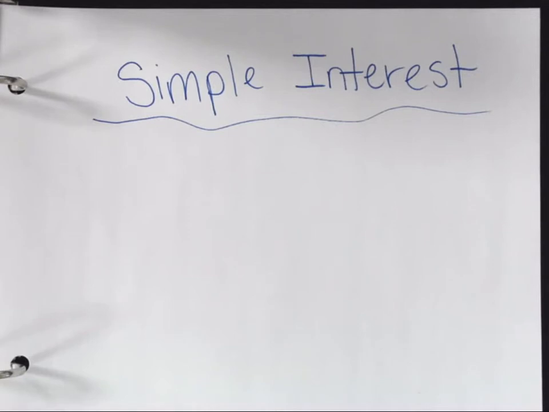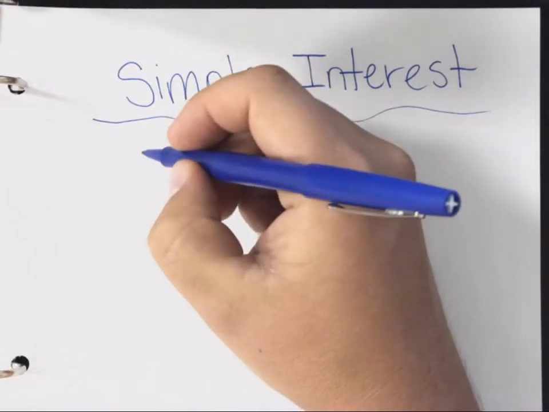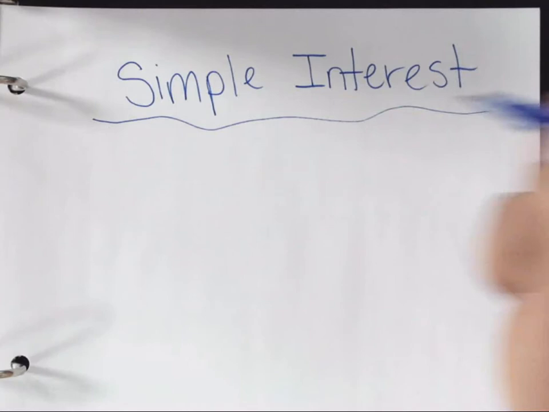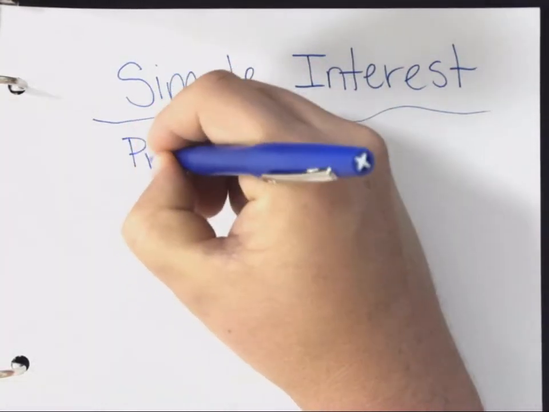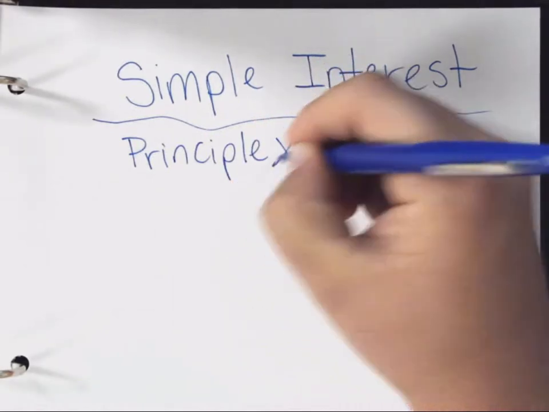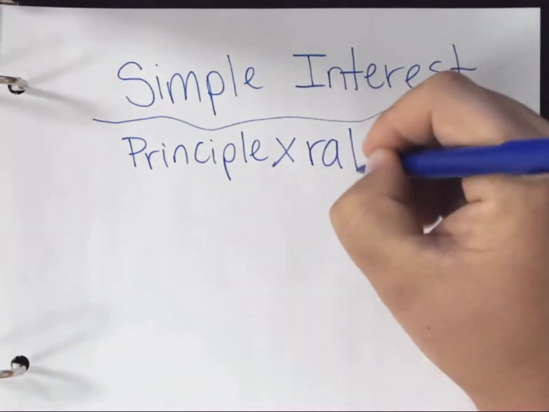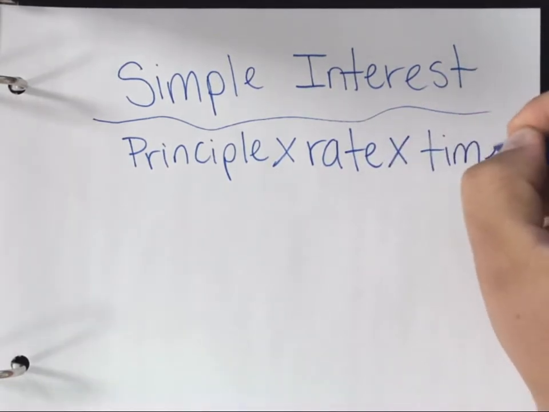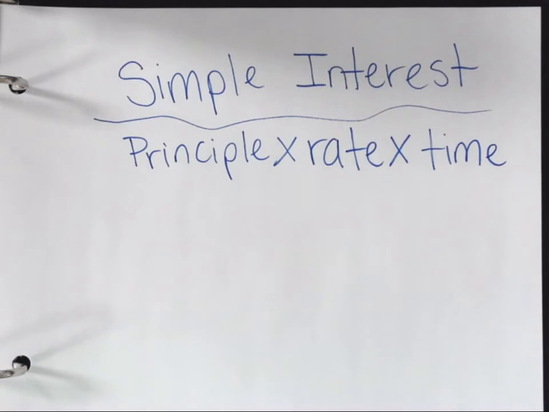Okay, today we're going to talk about simple interest. I'm going to give you the formula in writing and then I'm going to tell you what they represent. Simple interest is principal times rate times time. You might be asking yourself, what is principal, and the rate of what, and what time are you talking about? So we're going to answer those things.